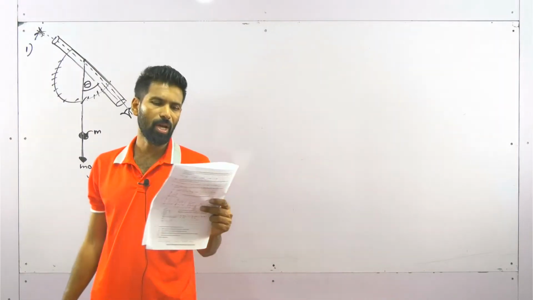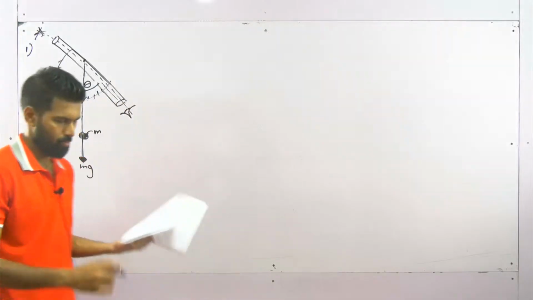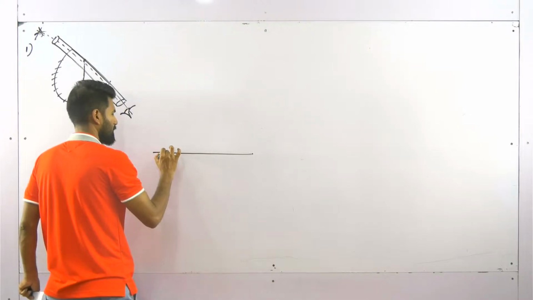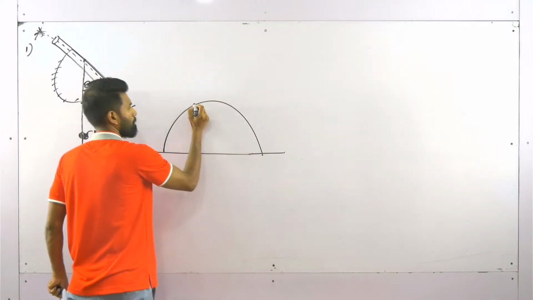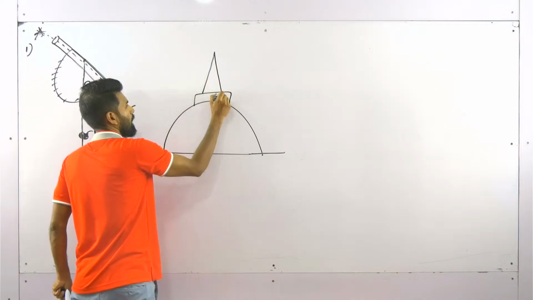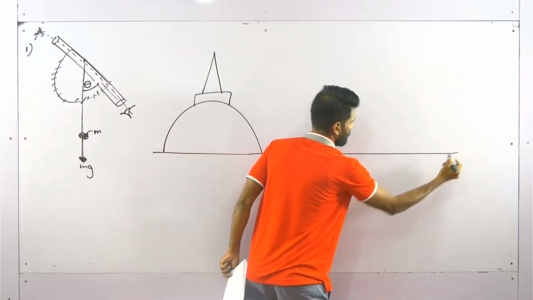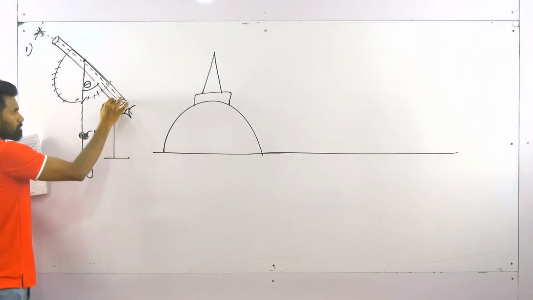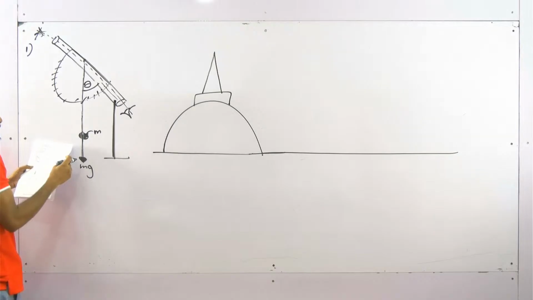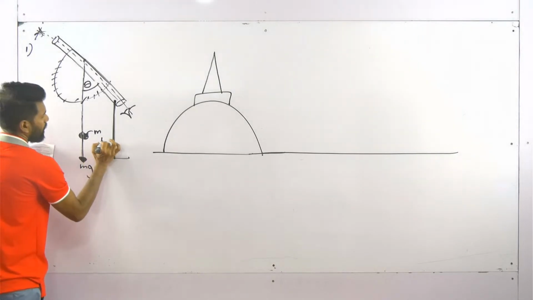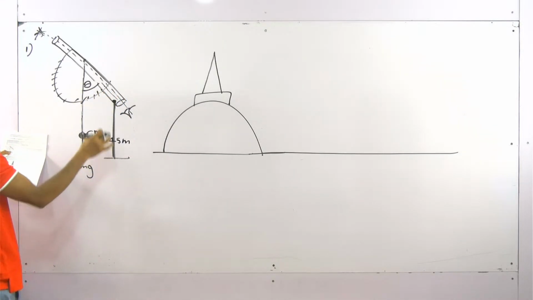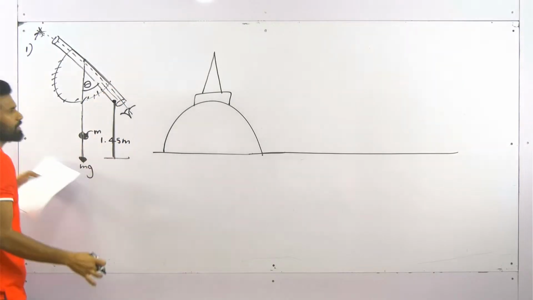Then part B. A student plans to measure the height of a dagger using this instrument. So this is the dagger, and this inclinometer is mounted to a support of height 1.5 meters.